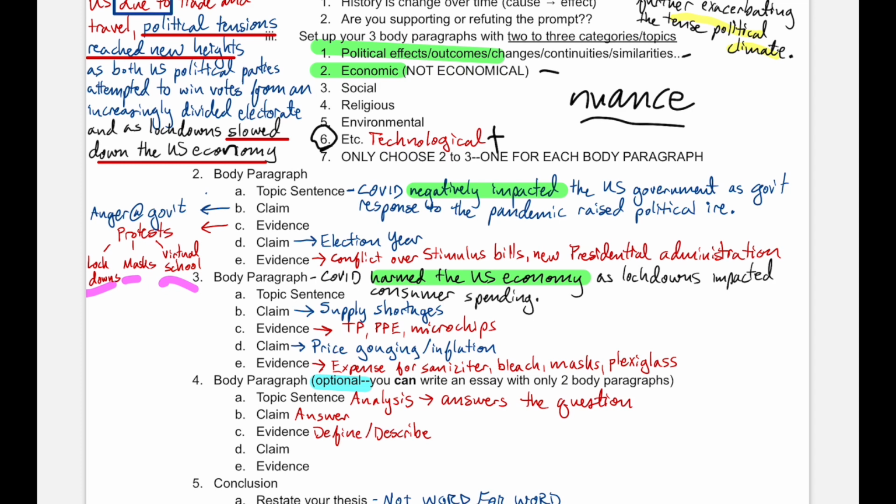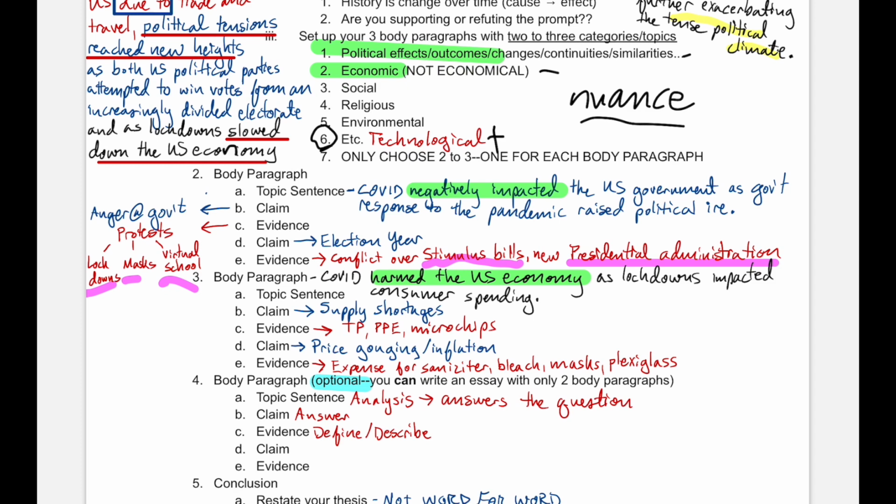Then my other claim, the election year, it negatively impacted politics because it was an election year. So evidence of that. Well, there was conflict over stimulus bills. Who should get them and how much should they be, or should they be given at all? There were issues over a new presidential administration taking over after the 2020 elections, and then conflict over that as well, along with conspiracy theories and things like QAnon and so on and so forth.